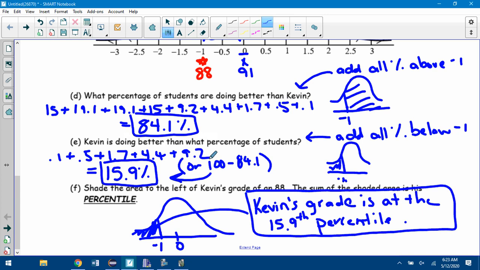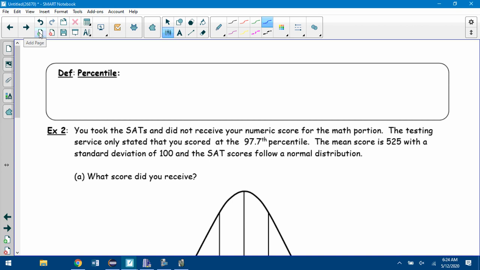Okay, so when you see percentile, that means that that percent of the people did worse than you. So you did better than about 16% of the people. Kevin did better than about 16% of the people. Okay, so let's go to the next page and rewrite the definition of percentile.